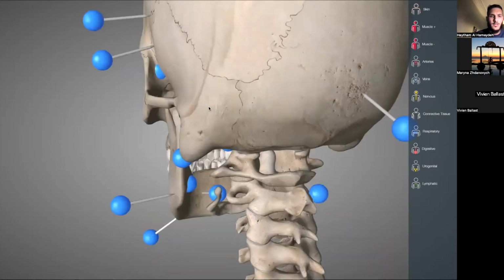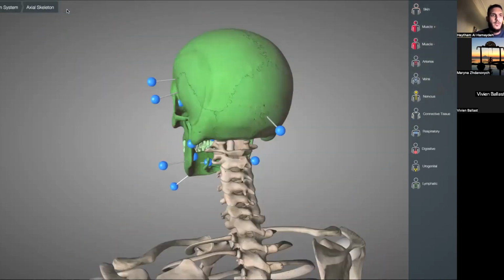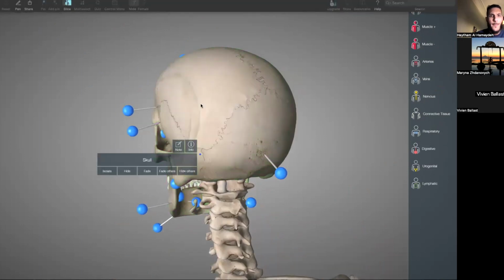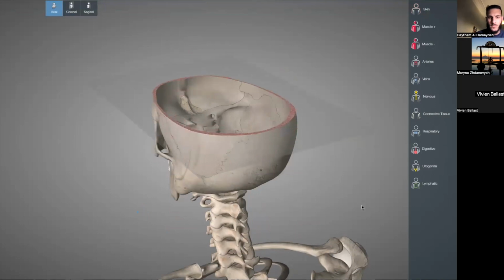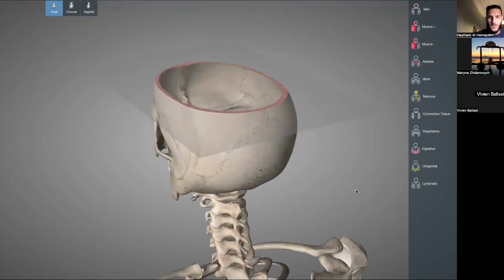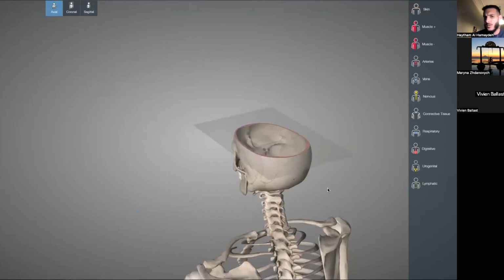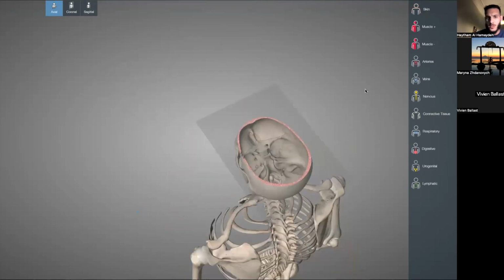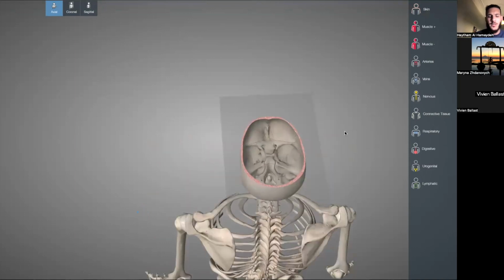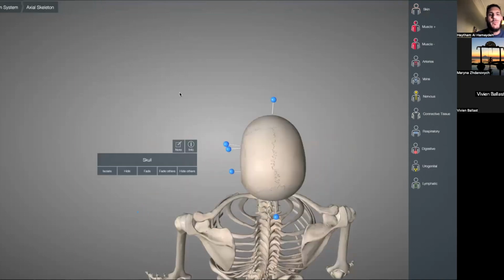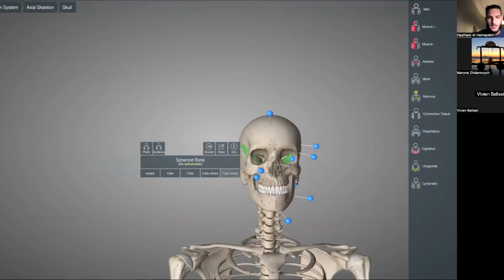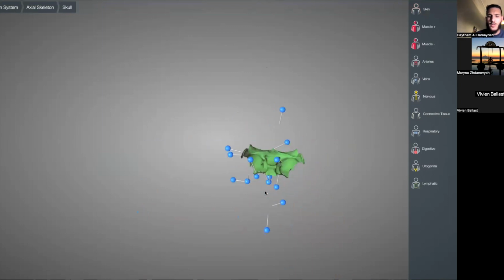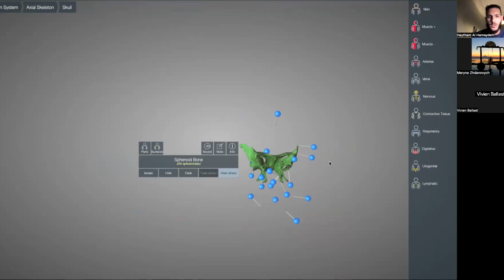Okay. Number 10. Just give me a second. Number 10. Okay, for number 10. Okay, let me get it this way. Maybe I'll make it harder for you guys. Okay. Who can volunteer? What's this bone? Sphenoid. Okay, good.